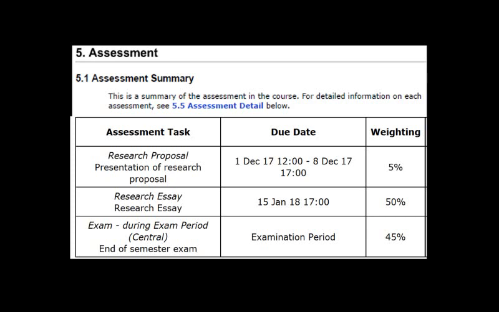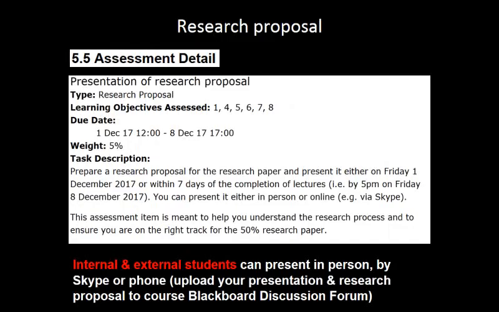Okay, assessment. 3 things for the course: a research proposal worth 5%, a research essay worth 50%, and the exam worth 45% at the end. The research proposal is obviously linked to the research paper, and it's really about giving you some early feedback to know that you've got a problem that's not too big and not too small, that it's appropriate. It's due within 7 days of the course ending.